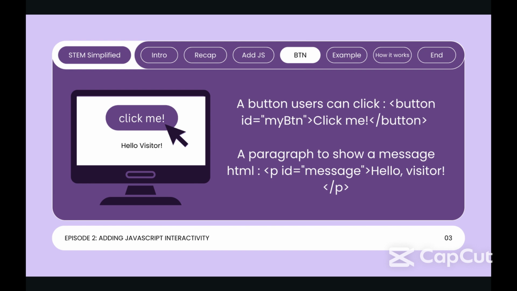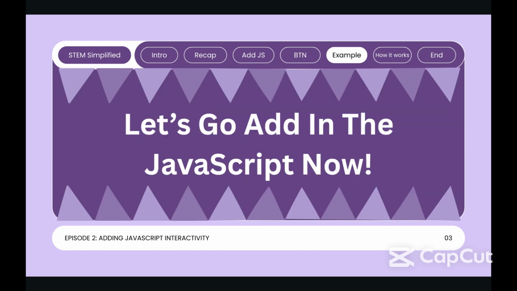This is one of the simplest ways to see interactivity in action. Buttons can be used for anything, opening menus, sending forms, or triggering animations. But for now, we'll make a button that says click me so we can see our JavaScript respond. So now, let's go add in the JavaScript to our websites from the last video.